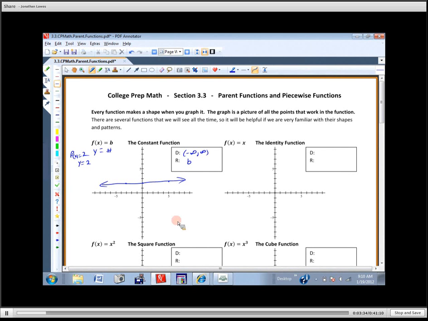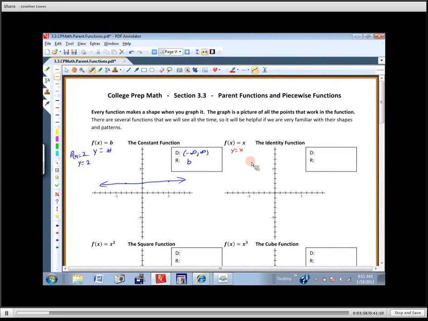All right. So next we're going to talk about the identity function. The identity function is one that you're already familiar with. If we were to write it in terms of y, it would just be y equals x. It's a linear function. What's the slope of that line? It's 1. What's the y-intercept? The y-intercept is 0.